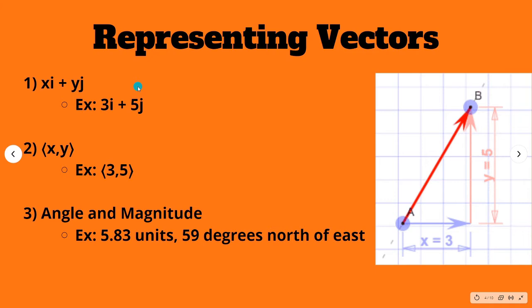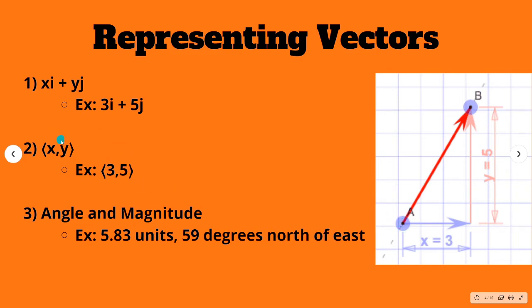So for example, one vector you could write out is 3i plus 5j. And when you're graphing it, what that means is that you'll draw out 3 units to the right and then 5 units up, and your vector will basically connect those points. So you'll see on the right, here's a graphical visualization of that.